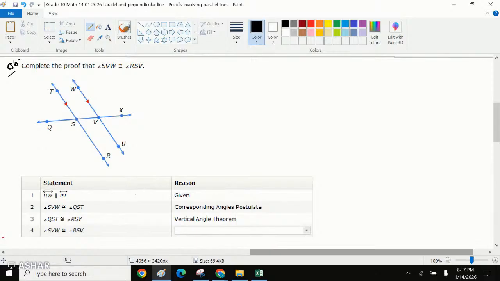What they're saying is complete the proof that these two angles are same, right? SVW, this angle, and RSV, these two angles are same, right? And we also know that we have a pair of parallel lines. Agreed? That is given in the first opening statement. These two lines are parallel.